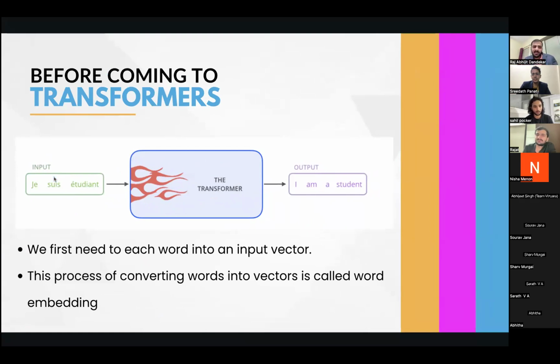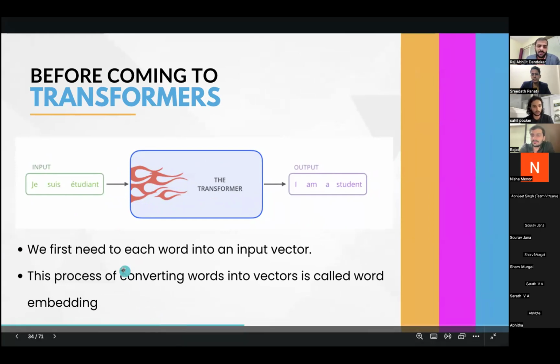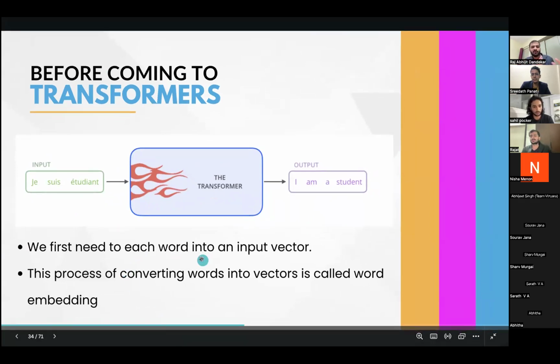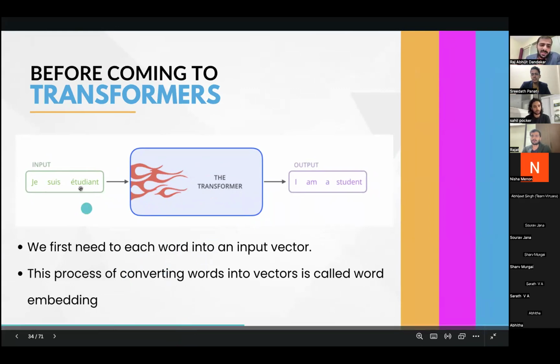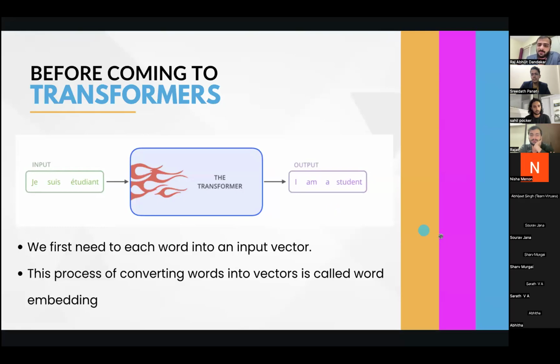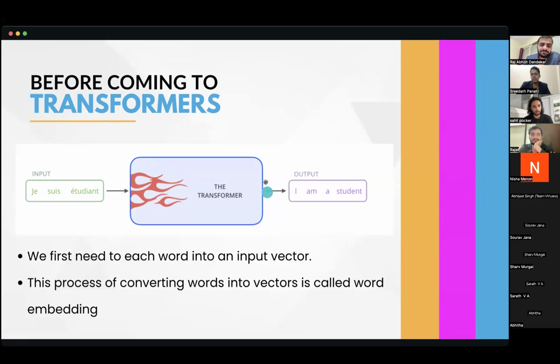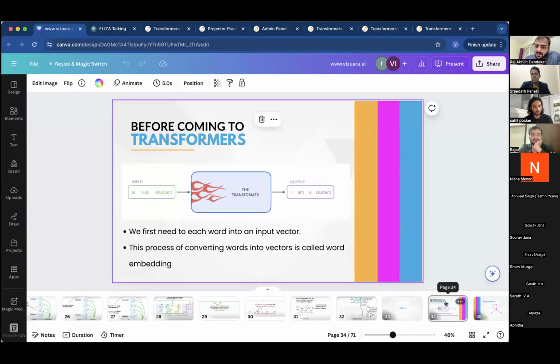Because humans can look at it as words and sentences, but not computers, right? So we need to convert these words into some sort of vector representation, which is then fed as an input to the transformer. So before understanding the transformer architecture itself, we need to understand how words themselves are converted into vectors. And this process of converting words to vectors is called word embedding.